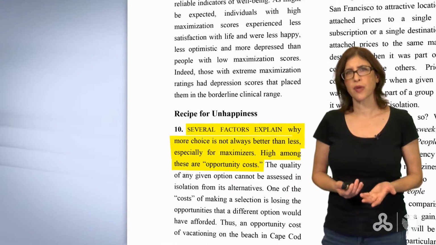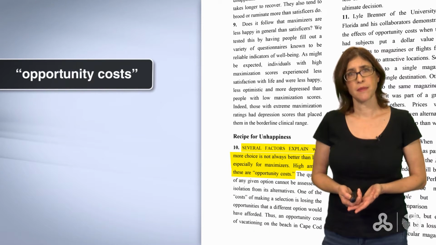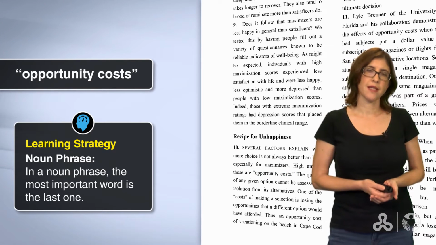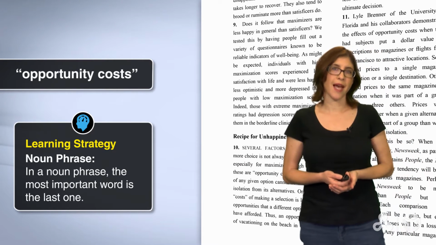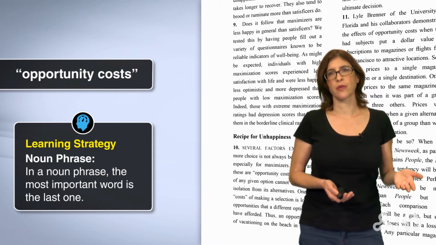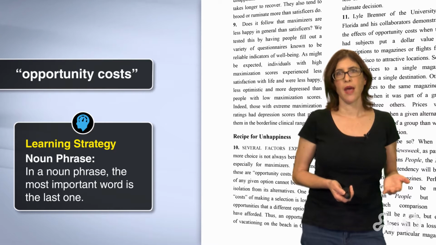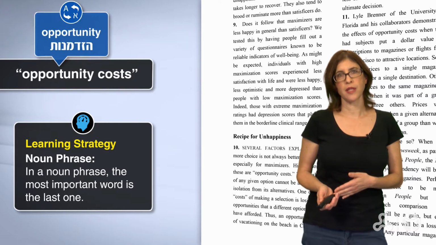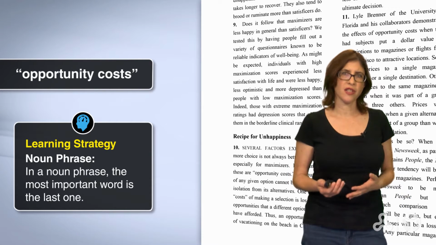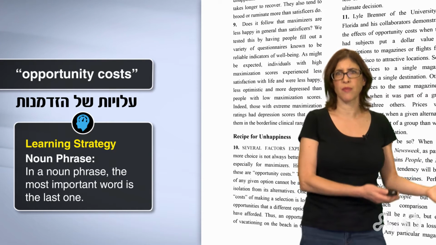This is a new expression, ביטוי. It's important to understand what it means. It's a noun phrase. In a noun phrase, the most important word is the last one. So let's start with the last word. Costs means עלויות. And the first word, opportunity, means הזדמנות. So the translation of opportunity cost is עלויות של הזדמנות.